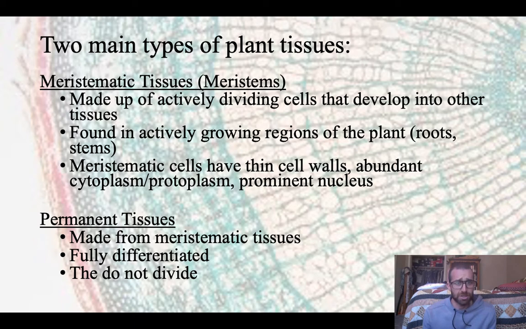So our meristematic tissues are made up of cells that are still actively dividing. The meristems are actively creating more tissues. So, as a result, these meristems are found in these actively growing regions of the plant, particularly the stem and the root. Now, meristematic cells have some characteristics: they typically have thin cell walls, a lot of cytoplasm and protoplasm, and a prominent nucleus. Whereas, like I said, our permanent tissues are differentiated, and they are no longer going to divide. With one exception, but we're not going to get into it now.